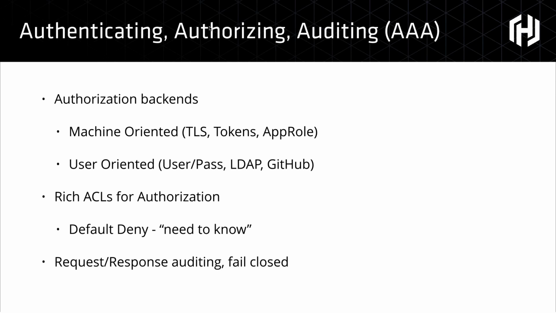Everything in the system is default deny. So access is provided on a need-to-know basis by a whitelist. In our experience, this tends to be much, much more scalable as your organization grows, just because it's easier to reason about what you need access to versus what you don't need access to. And lastly, you get auditing across everything. So you have request response auditing, and the system is designed to fail closed. So if it can't audit to any of the configured auditing backends, it will reject the client request, preferring to reject an operation as opposed to do an operation that can't be audited, that has no visibility.